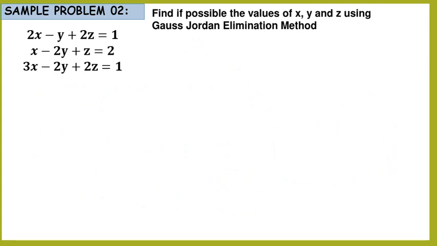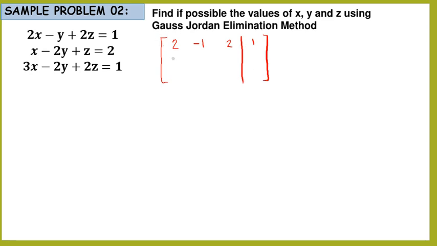Okay, so we have here another example, problem number 2. So we have to find the values of x, y, and z using the Gauss-Jordan elimination in this given matrix. So first, to solve this problem, we need to write its equivalent augmented matrix, that is our x variable, that is 2. The y, negative 1. The z, that is 2. A vertical line to separate our coefficients from our constant.